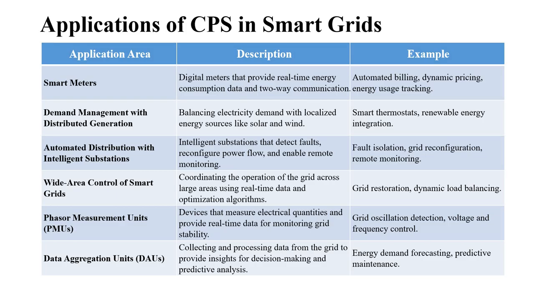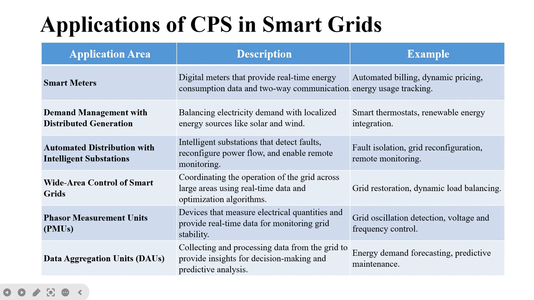These are some of the applications of the smart grids, that is the smart meters, demand management with distributed generation. You have automated distribution with intelligent substations, wide area control of smart grids. Then you have PMUs, DAUs. These all are the application areas of CPS in the smart grids.